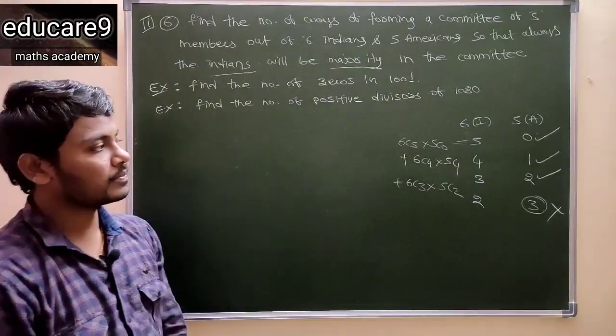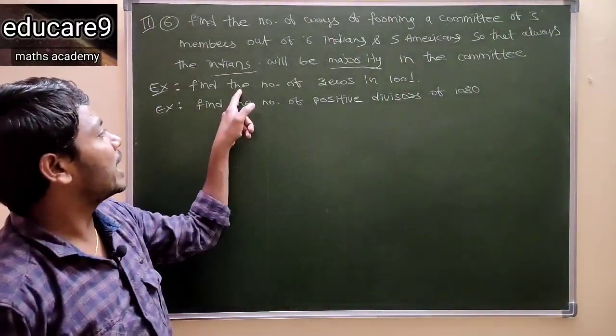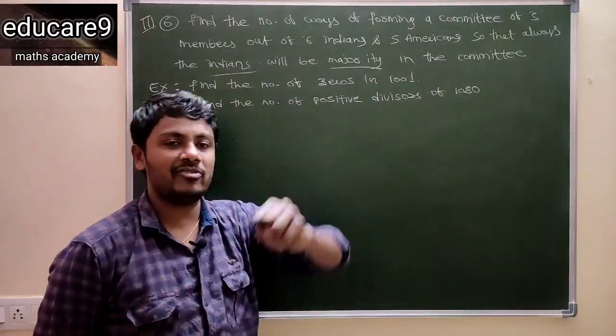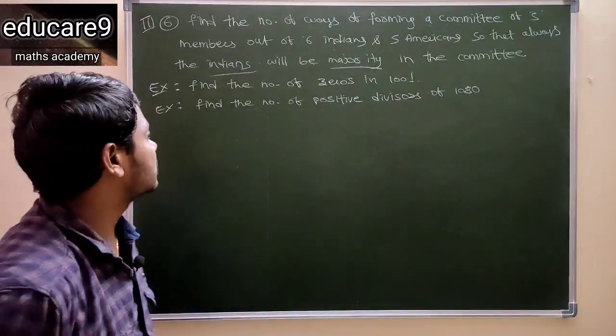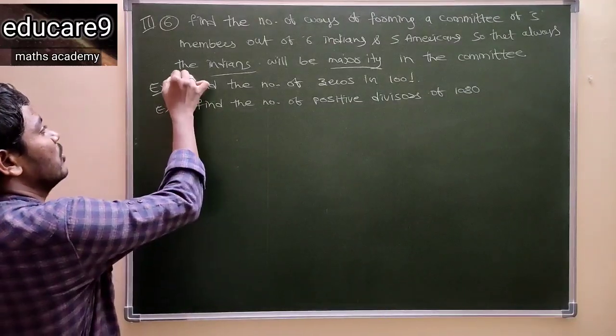Okay. So see a next example one. Find the number of zeros in 100 factorial. So see here, example 1.